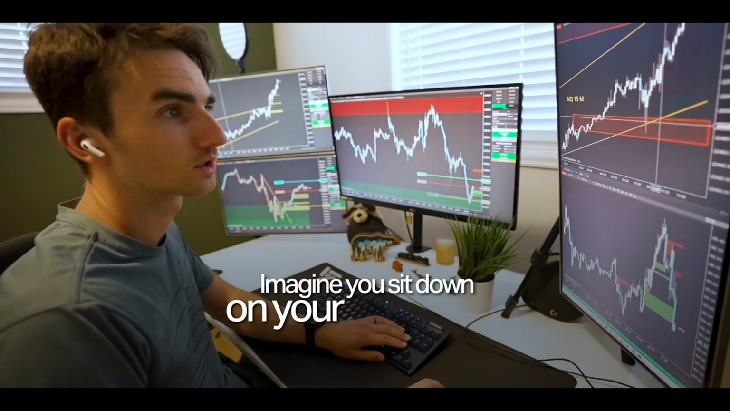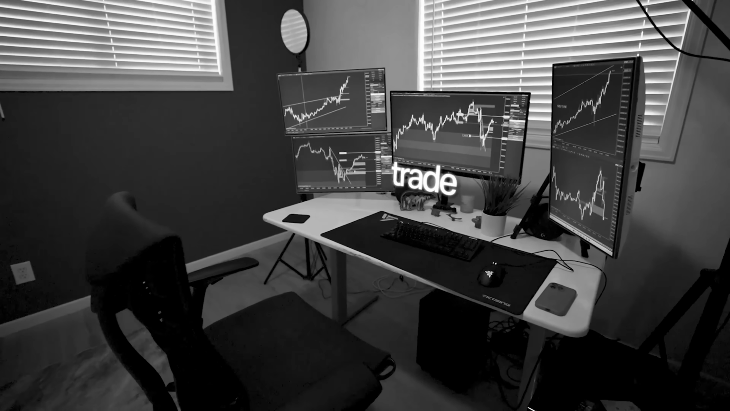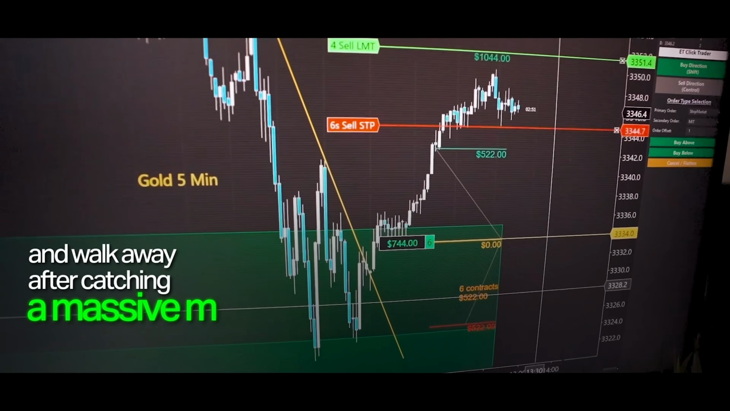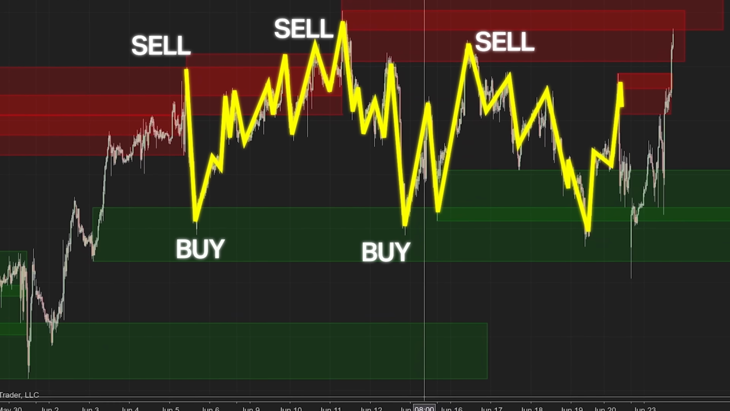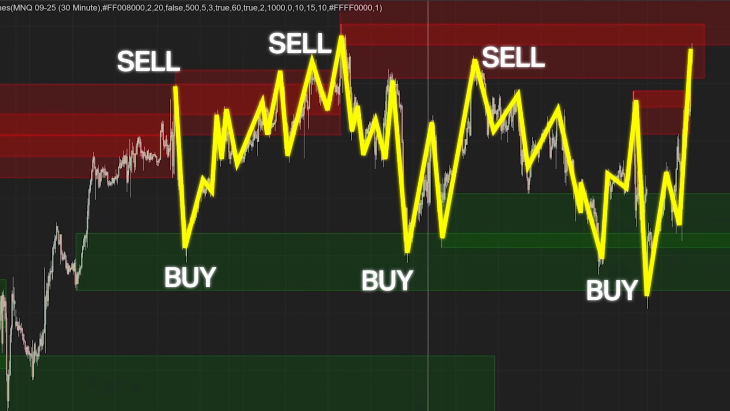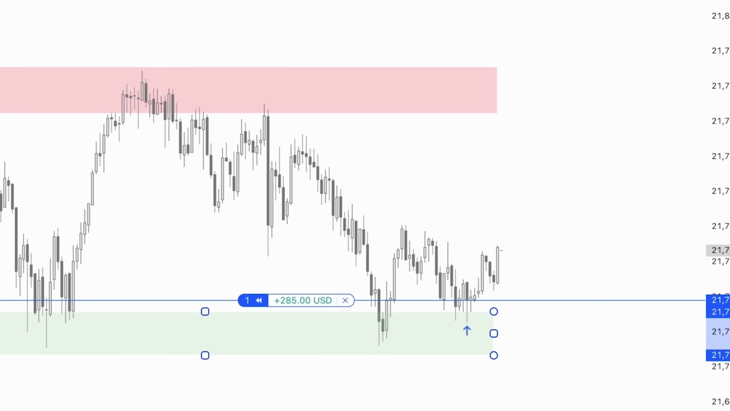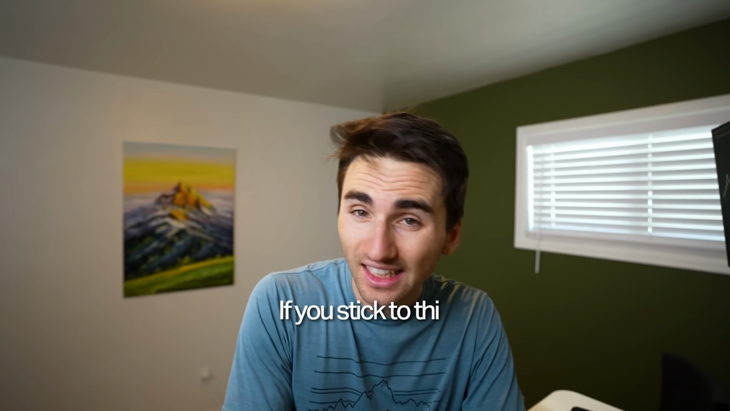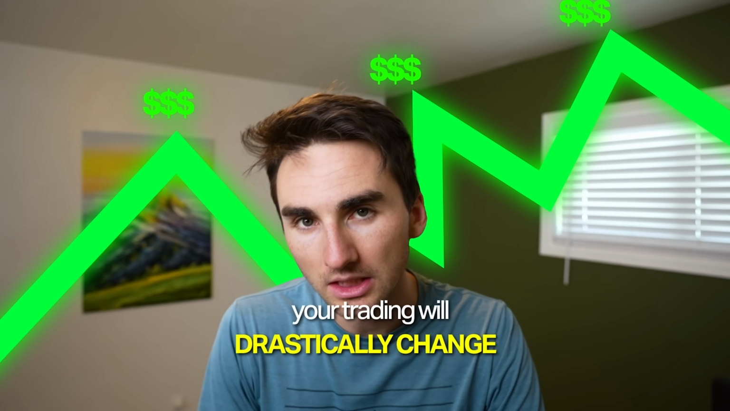Imagine you sit down at your computer every morning at 7:30 a.m., trade for 60 minutes, and walk away after catching a massive move, done for the day. Today I'm going to show you a simple, repeatable pattern that helps you spot high probability reversal areas, allowing you to get sniper entries, getting you huge reward with a little bit of risk. If you stick to this simple strategy, your trading will drastically change.